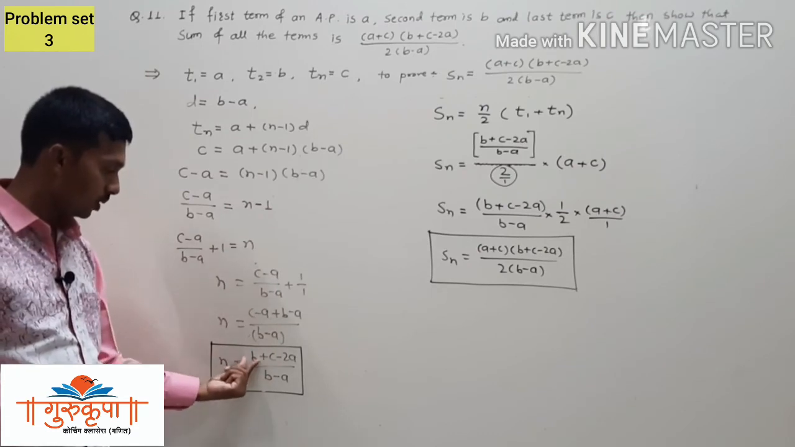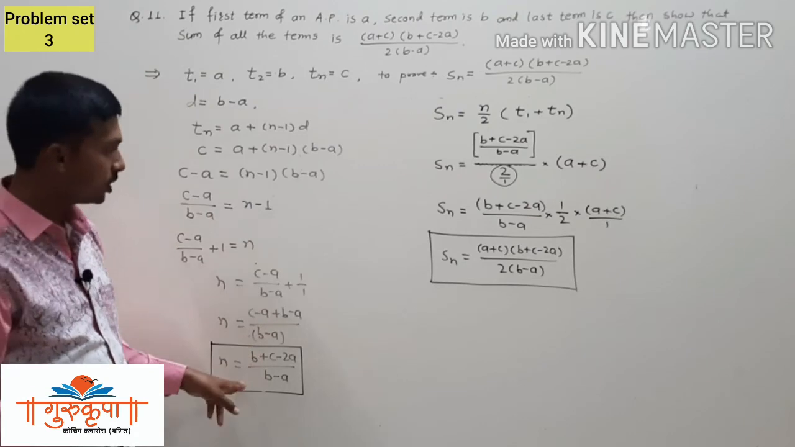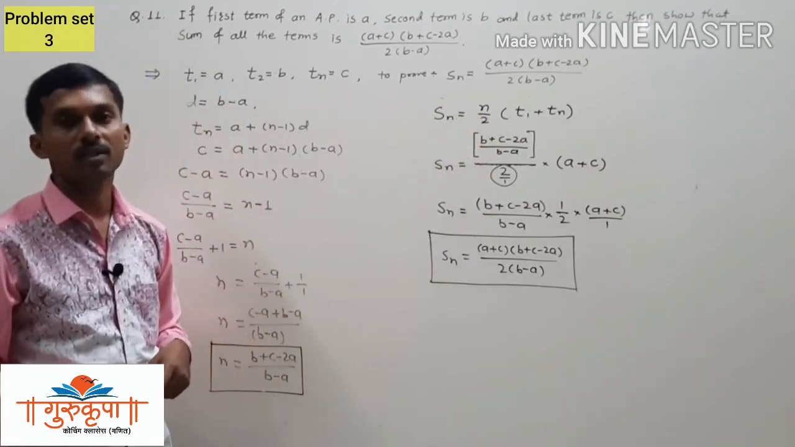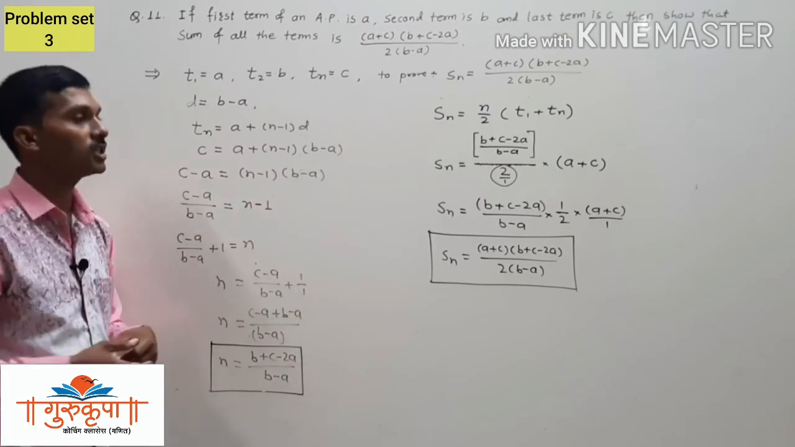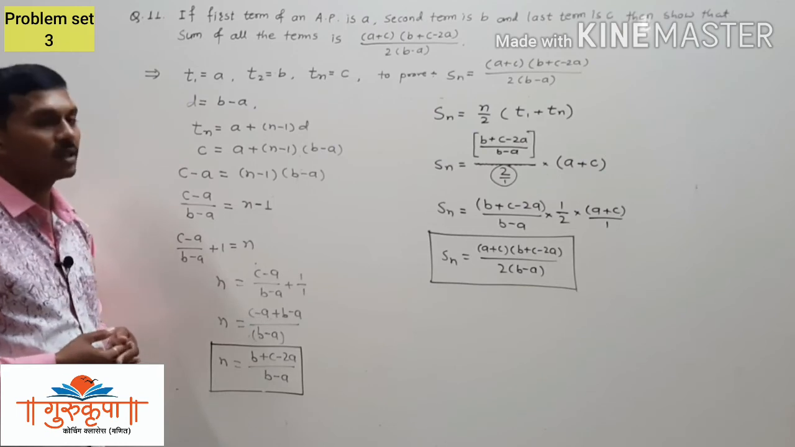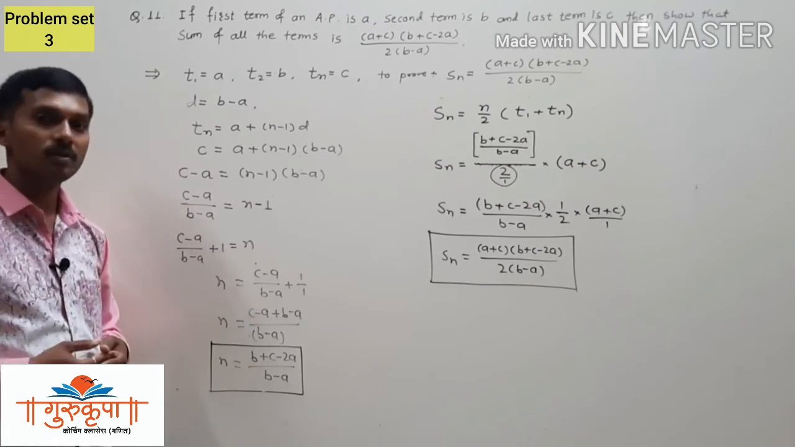n is equal to (b + c - 2a) upon (b - a), and we put this value into the formula for finding the sum of the n terms. So this is all about example number 11. Now we will simplify the next question, that is question number 12.